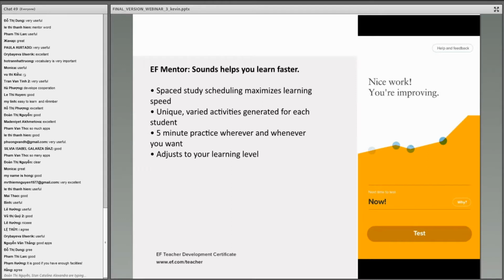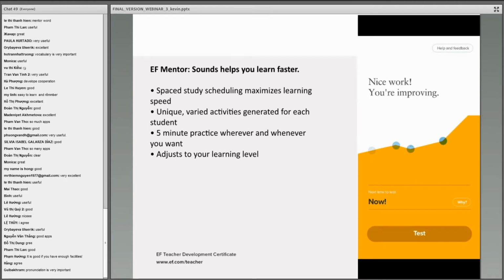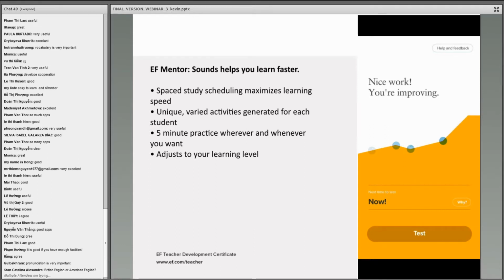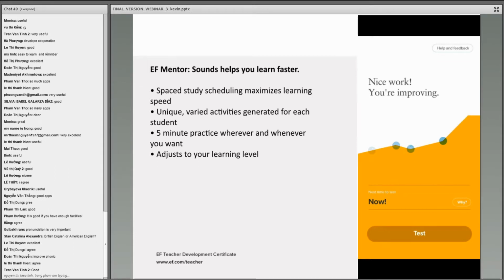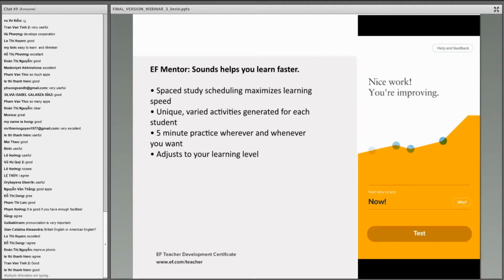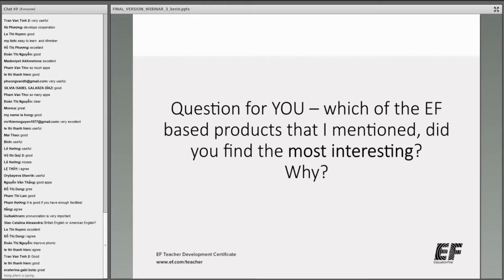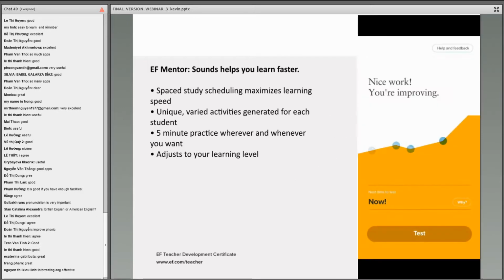There is spaced studying, there are activities generated for your students. There's also, similar to Mentor Words, 5-minute practice. So if you just have 5 minutes as a student, as you're on the bus or as you're waiting for the lesson to start, you just have a quick session and that improves your pronunciation.